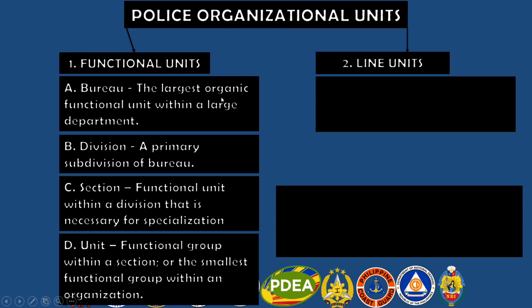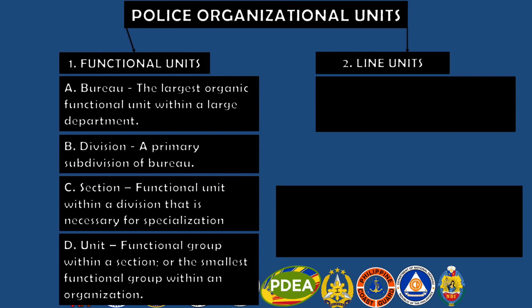Bureau is the largest organic functional unit within a large department. DILG is the department and subdivided siya sa tri-bureau. The tri-bureau of the DILG, which is PNP, BJMP, and BFP. So yun yung bureau. PNP, BFP, and BJMP. And kunin natin yung isang bureau dun sa tri-bureau. Kunyari, kunin natin si PNP.